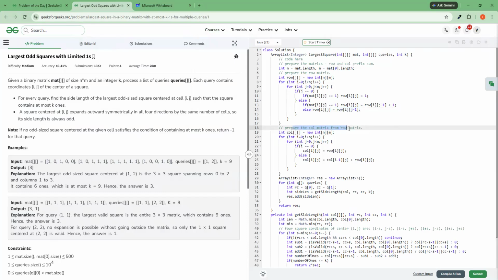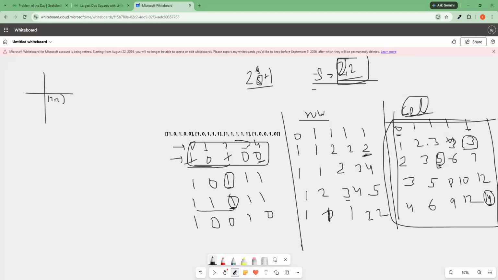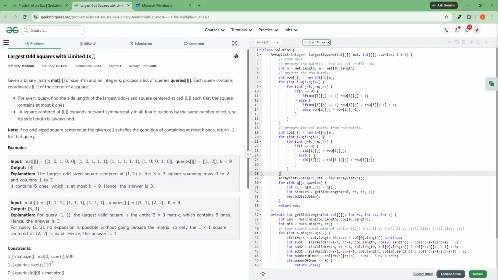Now I'm going to prepare the column matrix from this particular row matrix only, because now we only have the horizontal sums. Now we need the vertical sums also. For vertical sums, if I am in the first row, I don't need to do anything. I just directly take the first row values because there are no previous rows. But if I am in the middle of some rows, I will take the vertical sum till the last row that I've encountered, and add the current row value. Similarly, here I did the dry run. So similarly you can get that.